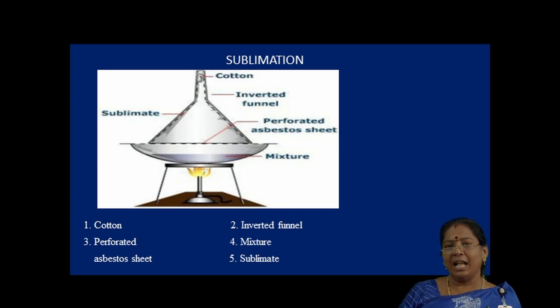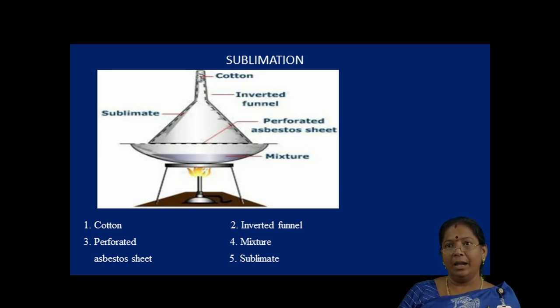This is the sublimation technique. The substance is taken in a china dish. This china dish is placed on the sand bath. Then a perforated asbestos sheet is placed on the sand bath. Then we place a funnel in an inverted position with cotton wool. Then the substance is heated. During this heating, the solid substance, for example naphthalene and camphor, goes directly to the vapor state. It does not pass through the liquid state.